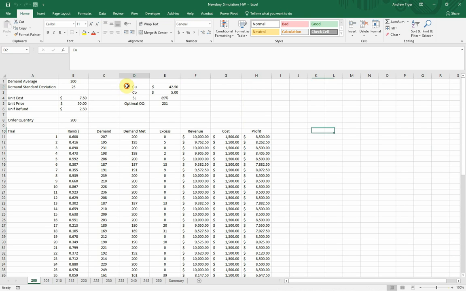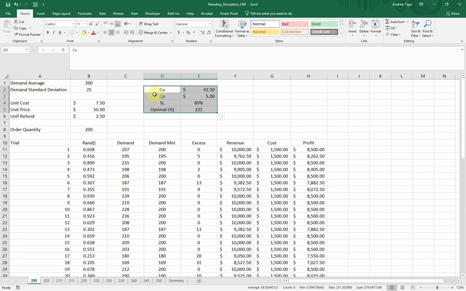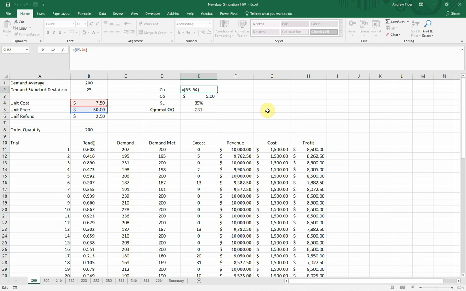Just for grins, if you've been in my ops class, you know that there's a closed form equation for this, because what you can do is calculate the cost of not having enough. So let's say that I order 200 and the demand is more than that. Well, then I'm out of pocket $42 for every one I'm short. So that's my cost of not having enough.